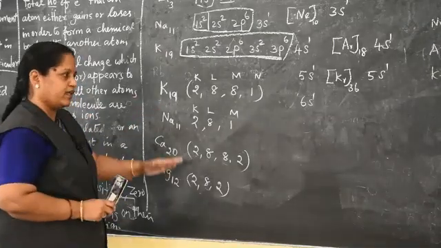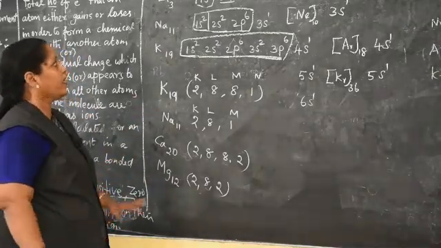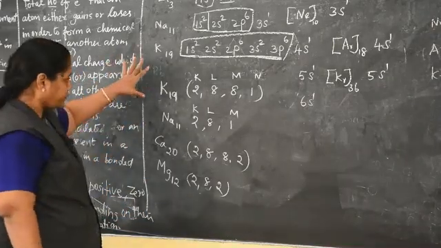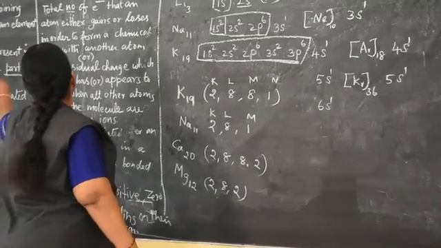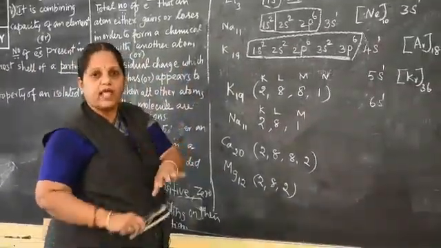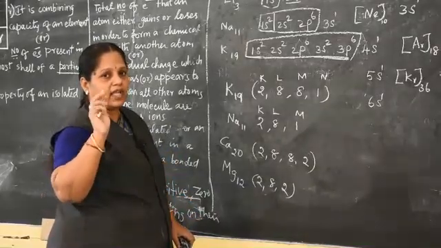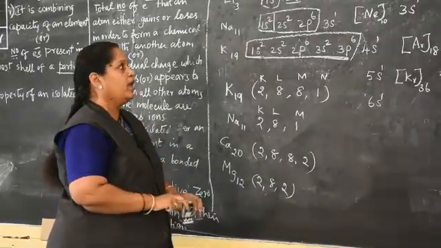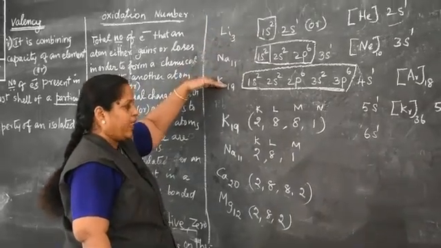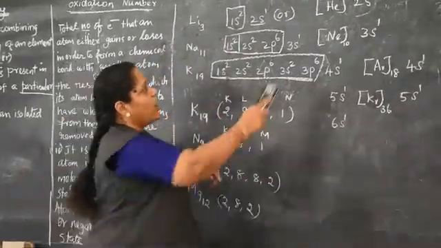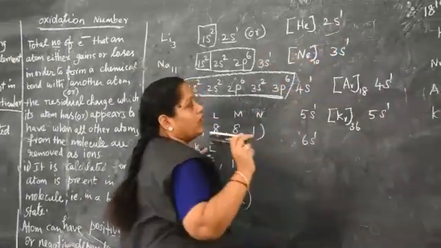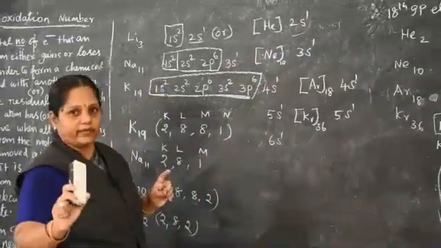These are very important concepts. Please note it. So what is valency? It is the number of electrons present in the outermost cell of an atom. Now in this case, lithium, sodium, potassium, the number of electrons present in the outermost cell, how many? 1. That's why its valency is 1.